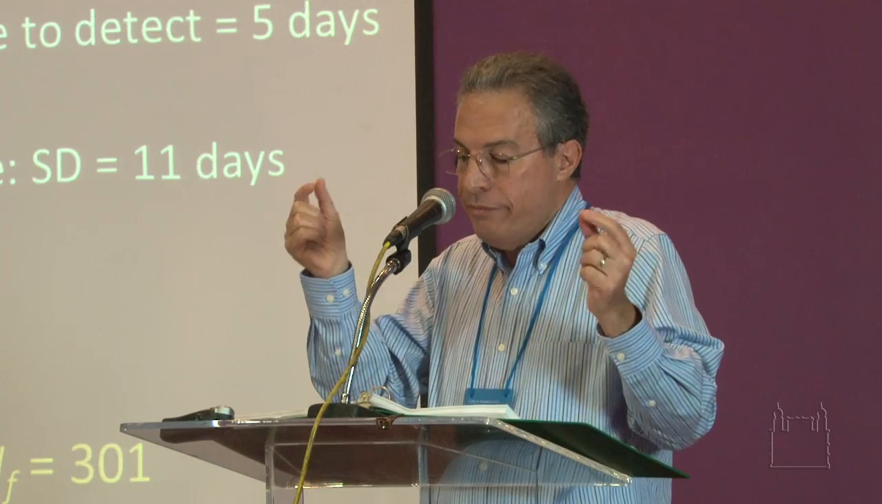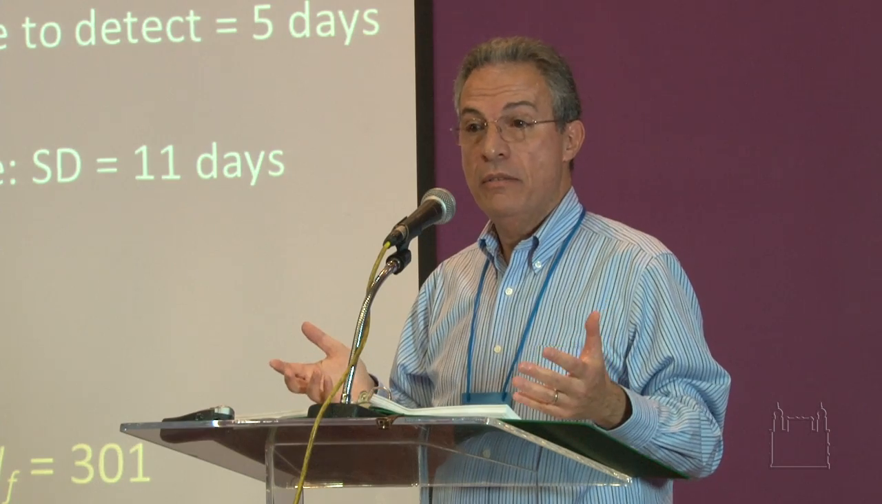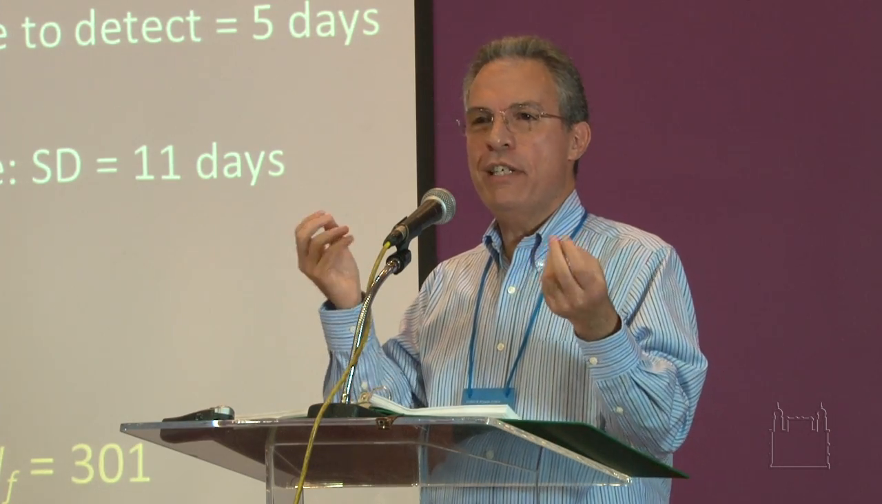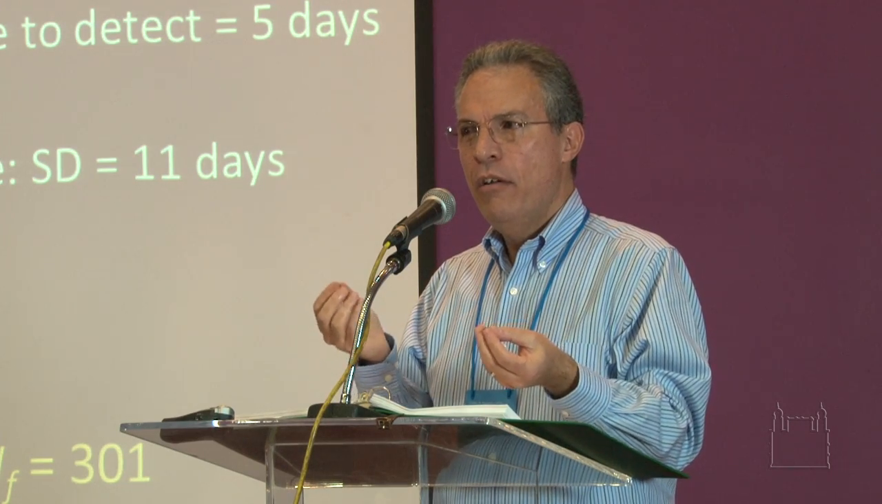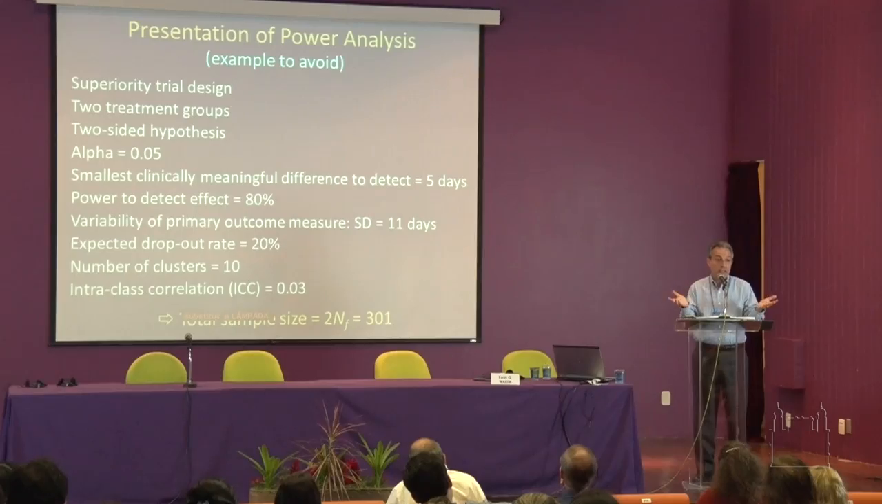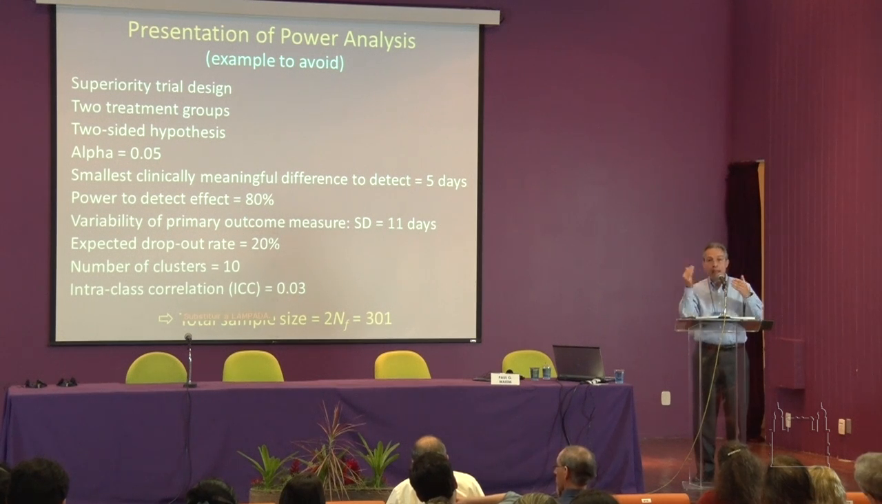What if the dropout rate is 25% and not 20? Do I know that 302 goes to 400 or does it go to 305? I don't know. So it's kind of a sensitivity analysis. What if those assumptions, remember they're assumptions. We don't know all these things. Some of them we do, some of them we set, but other things we just assume. But what if these assumptions were a little bit off? We don't know what happens to the sample size when they are a little bit off.